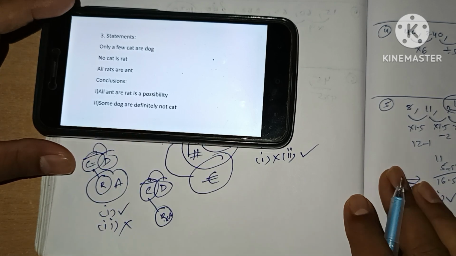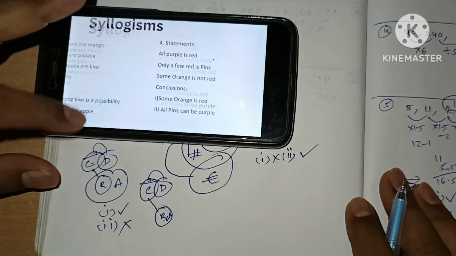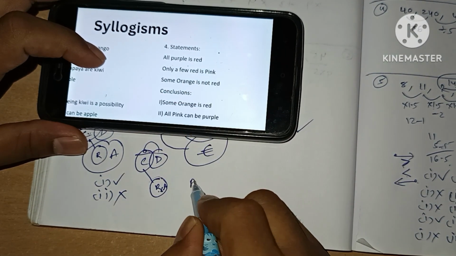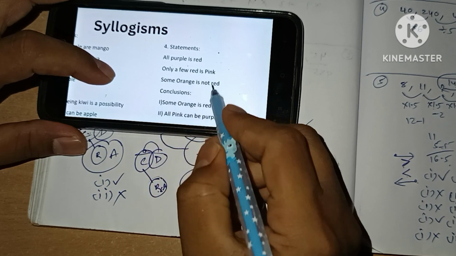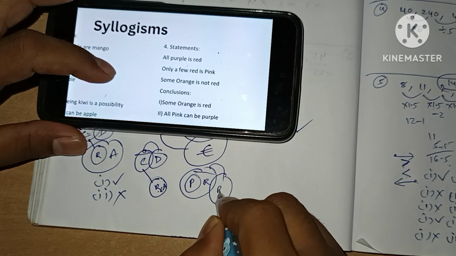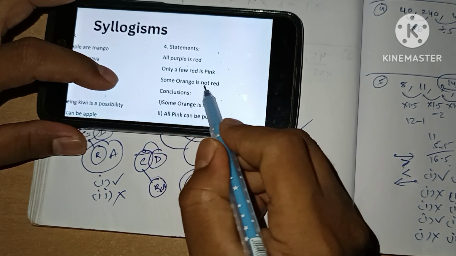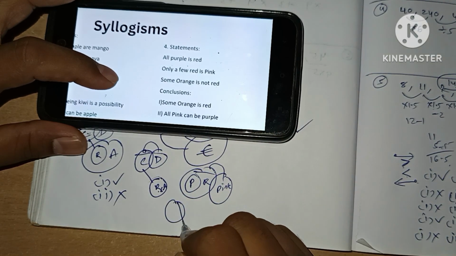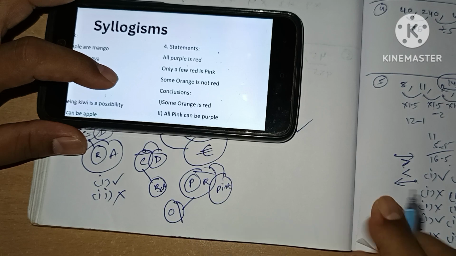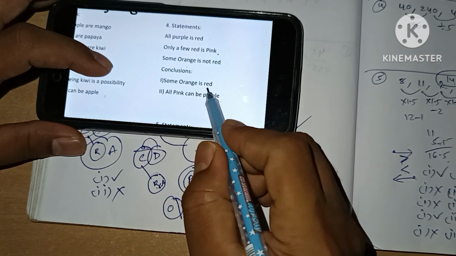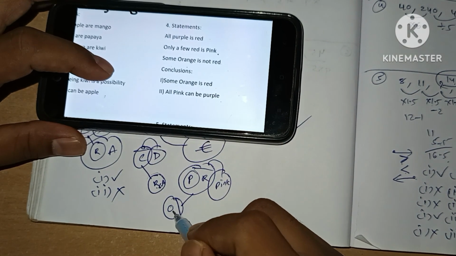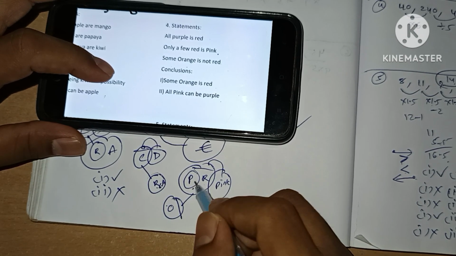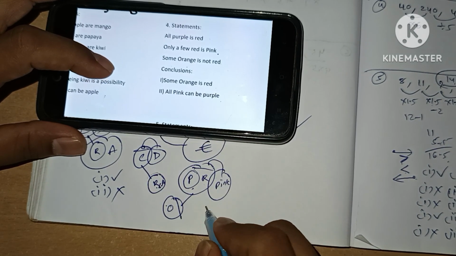Okay, let's see the fourth question. Only purple is red. All purple is red. Only a few red is pink. Some orange is not red. So some orange is not red. Let's see conclusions. Some orange is red. It is a direct conclusion, and here there is no relation between orange and red sharing some part. So the first conclusion will be false.